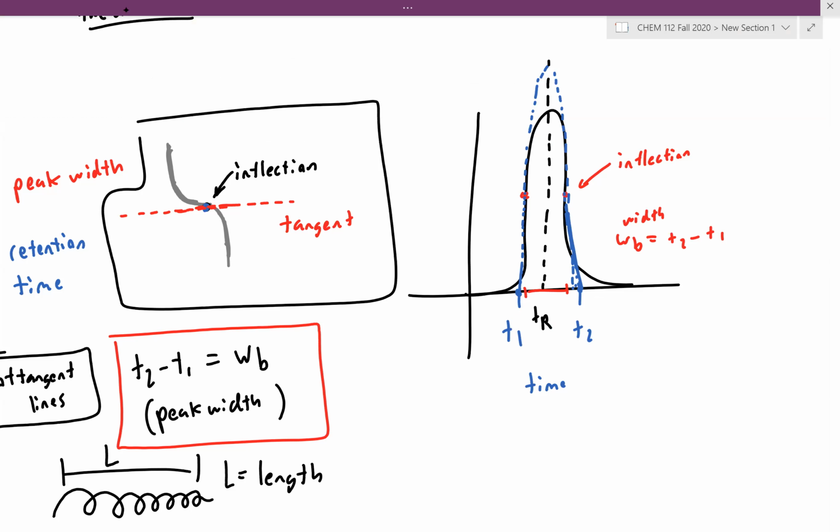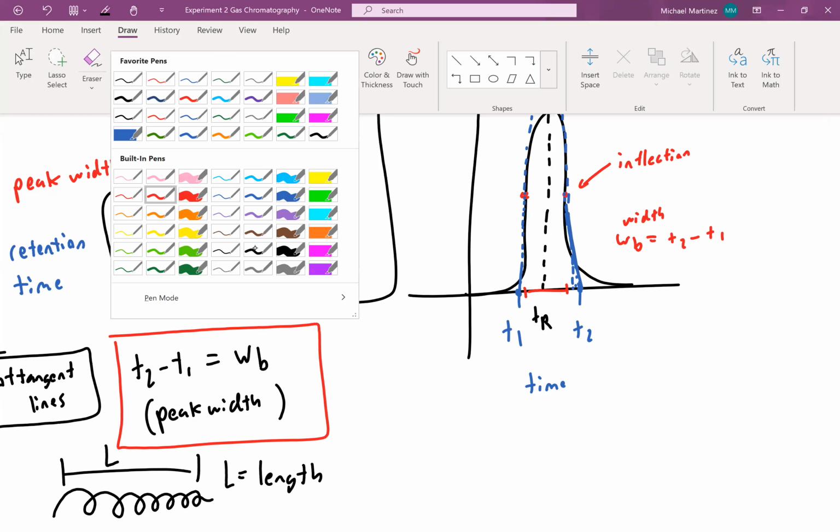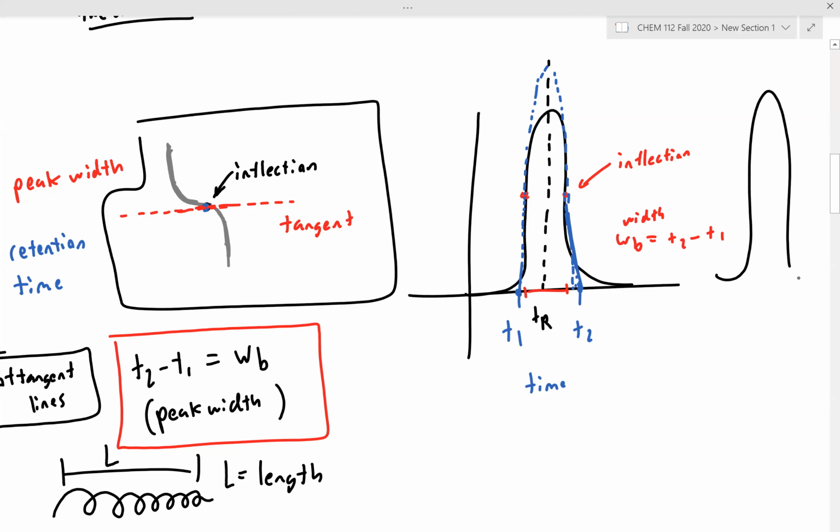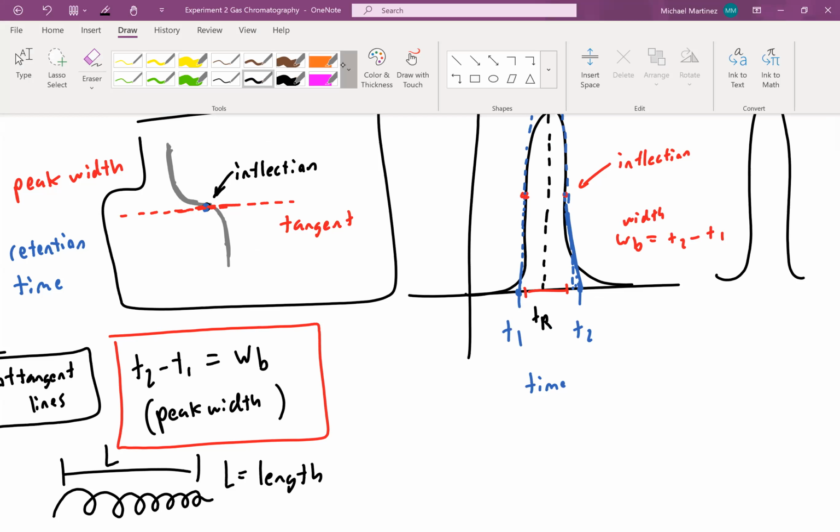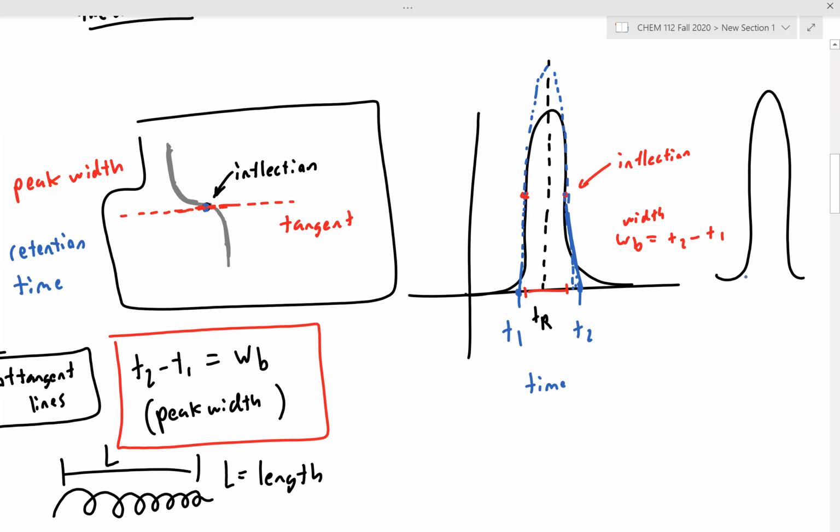In essence, what this method is doing is converting our irregularly shaped peak into a more regularly shaped triangle, which we can more easily calculate the area for. So essentially, this method approximates a peak as a triangle, and then it can calculate the area of that triangle.